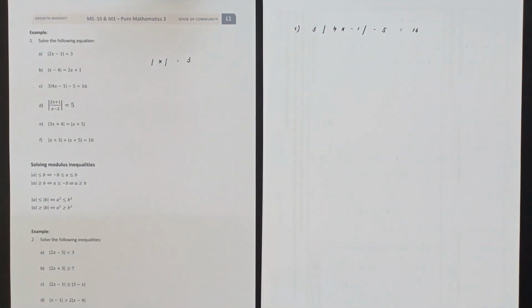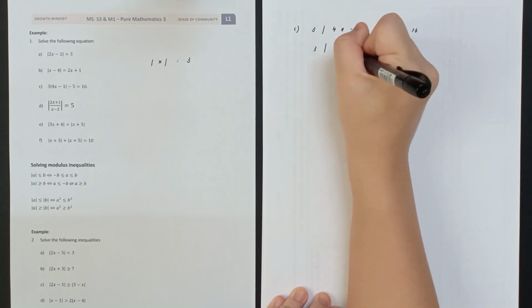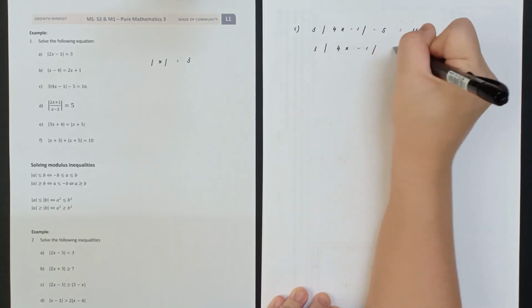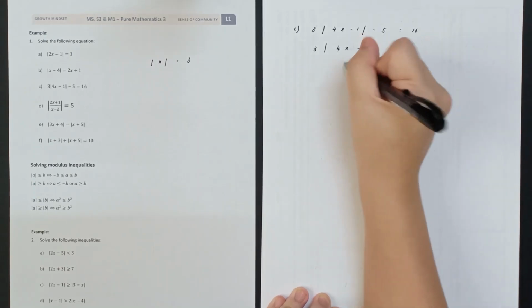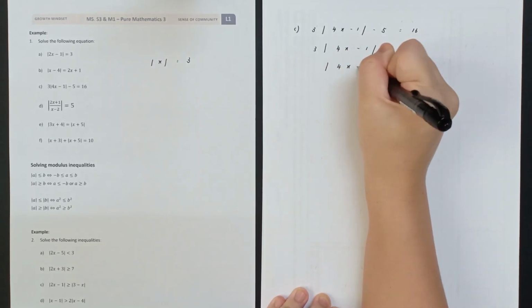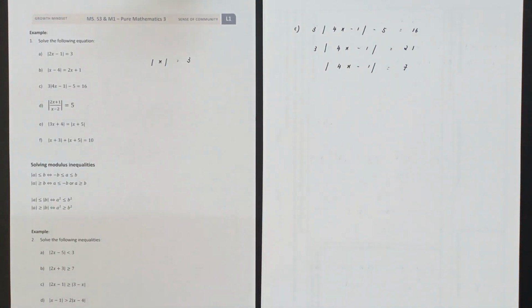So that's totally wrong. What you need to do is shift the other information that you don't want to the other side. This is how you're left with the modulus on one side. So 3 modulus 4x minus 1 will be equal to, so -5, then you get 21 here. So modulus 4x minus 1 will be equal to 7. After you get the modulus on one side, then you can continue.